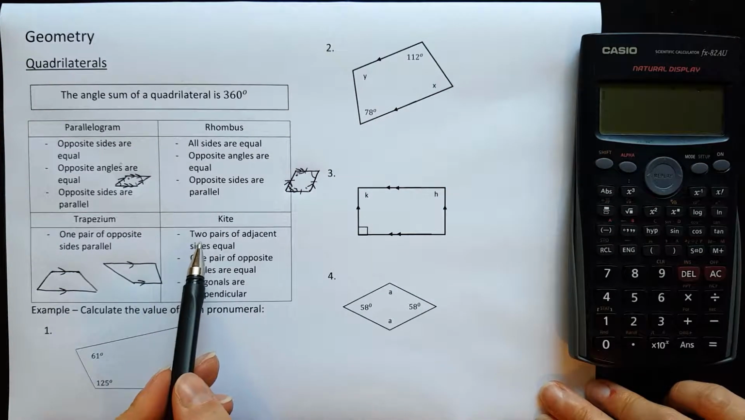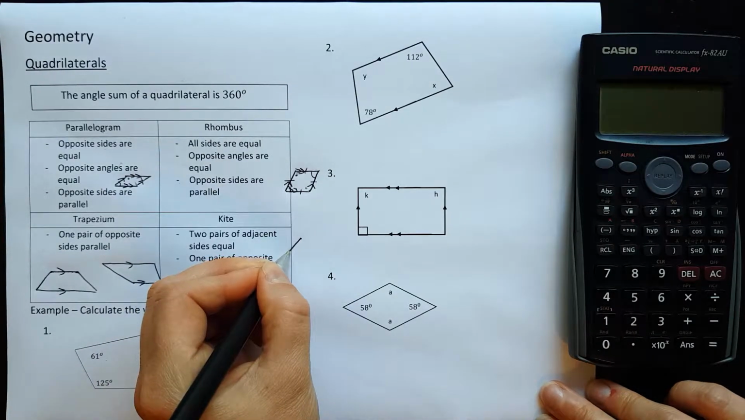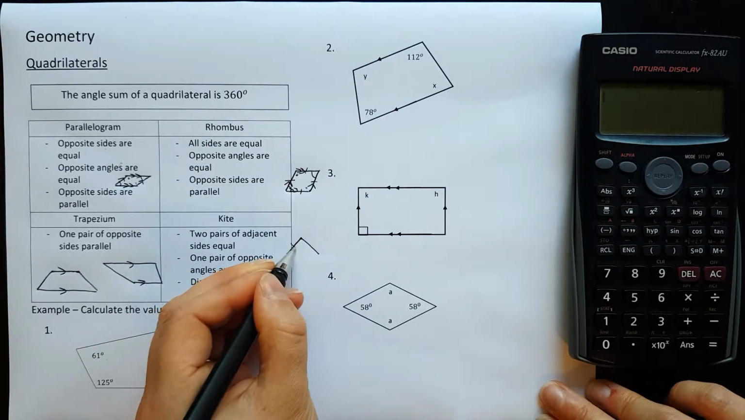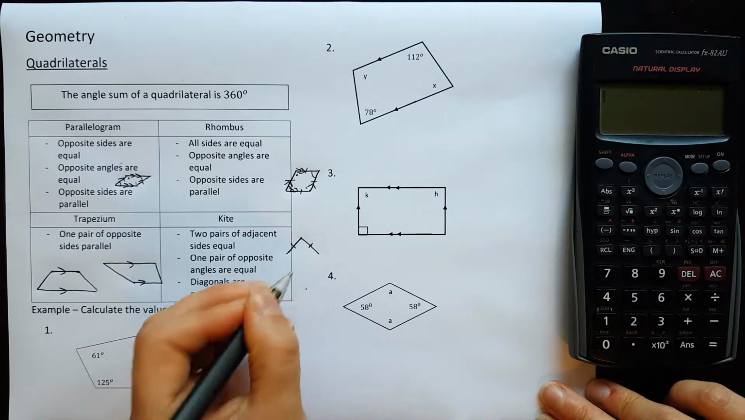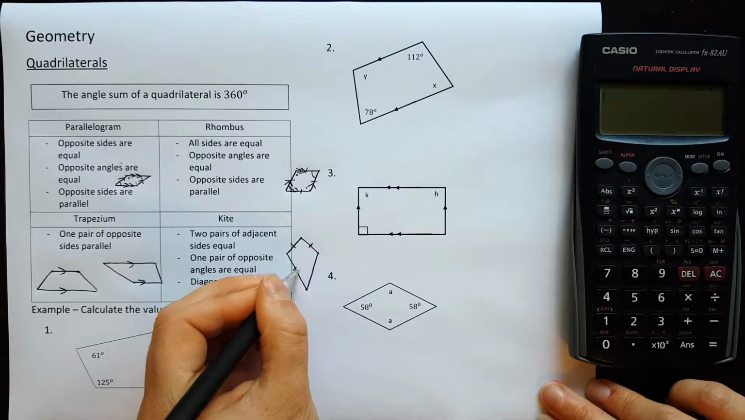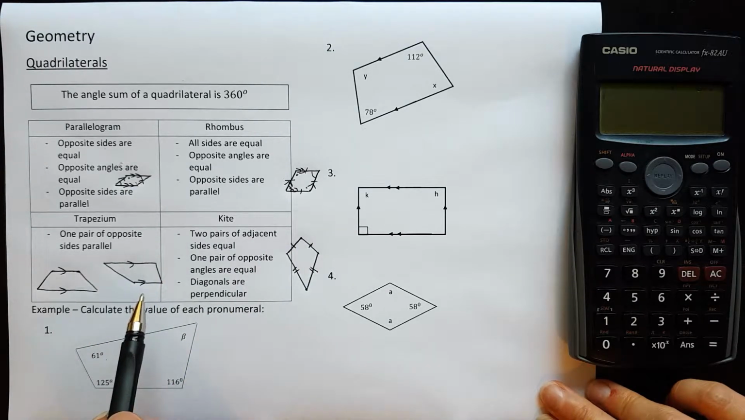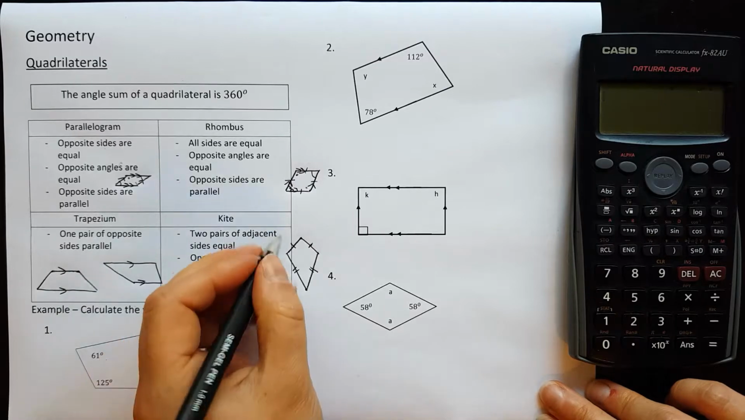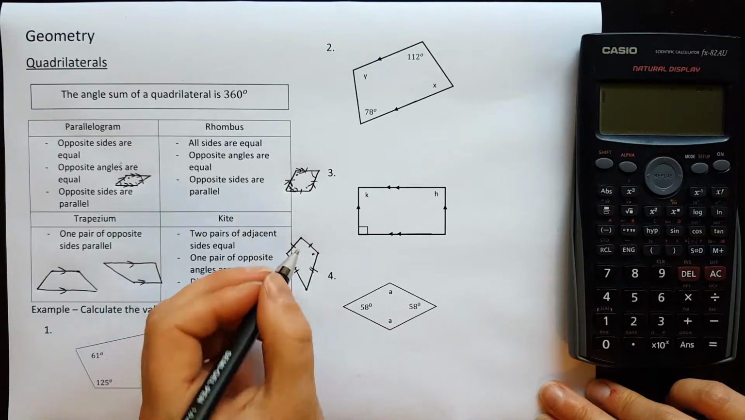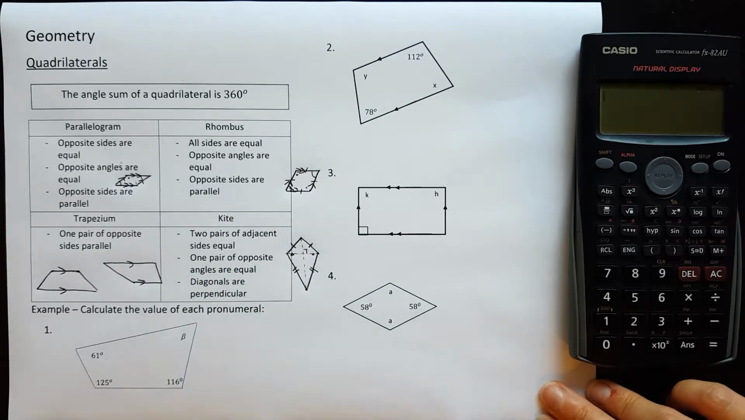A kite has two pairs of adjacent sides equal. Adjacent sides means they share a vertex, a point here. So those two sides are equal, and if I draw a point down here, those two are equal. So that's two pairs of adjacent sides equal. One pair of opposite angles are equal, that one and that one. And the diagonals are perpendicular. If you drew diagonals like that and that, they would meet at a right angle in there.